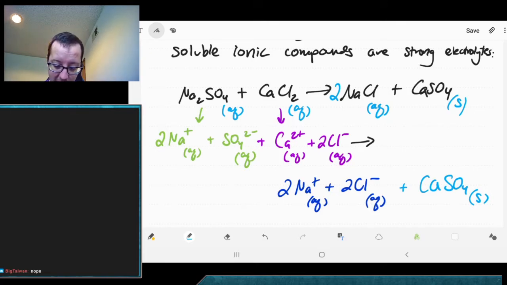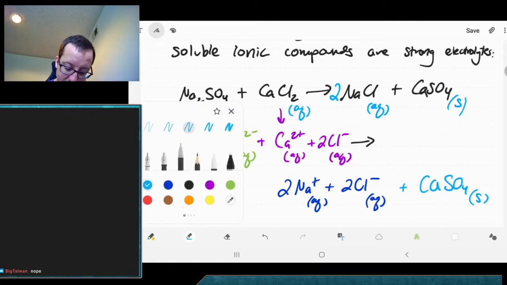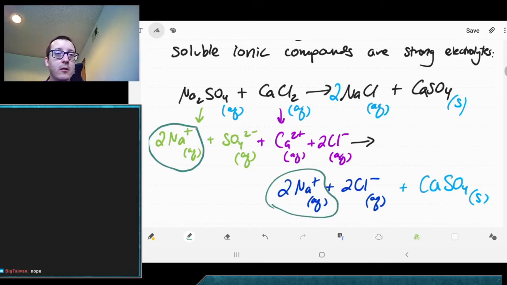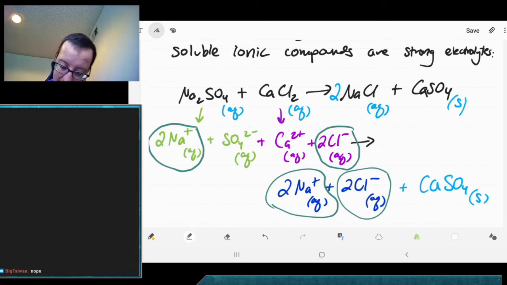And so if we look at this reaction, we might notice a couple of things. What color have I not used? Let's see, how about this other green? Notice we have a few things in this reaction that are identical on both sides of the equation.